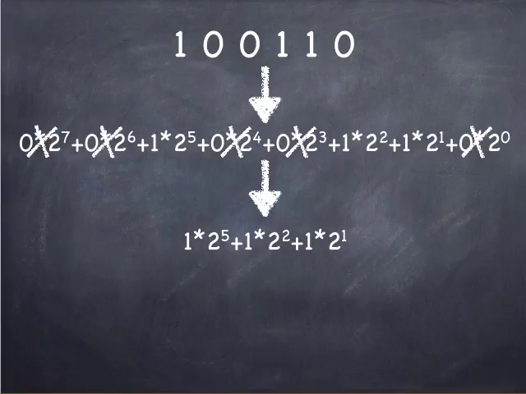Now the second math rule is that anything times 1 is itself. So really I can ignore the multipliers as well, which just breaks it down to 2 to the 1, 2 to the 2, and 2 to the 5, or 2 plus 4 plus 32, which equals 38.